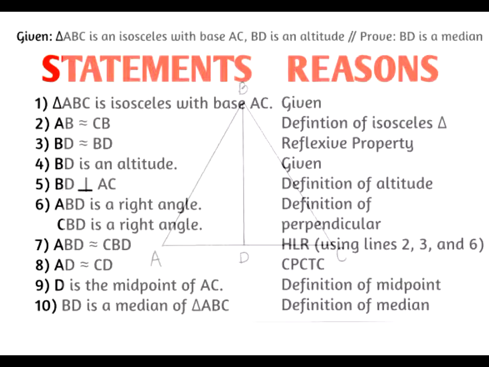Statement 8. Segment AD is congruent to segment CD. Reason, CPCTC. Statement 9. D is the midpoint of segment AC. Reason, definition of midpoint, as D is in between A and C. And lastly, statement 10, what we need to prove is that segment BD is a median of angle ABC. Reason for statement 10, definition of median, as BD is surrounding A and C.